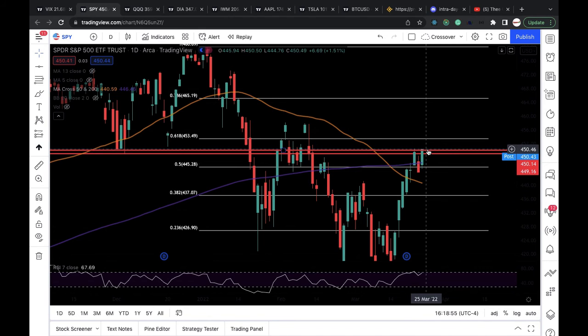As I mentioned, we cleared 450, so 449 to 450 is now support. Of course, it depends where SPY opens tomorrow. If it opens above 450, that's your support. If it opens below 449, that's your resistance zone again. 449 to 450 would be the resistance zone, and the 200-day and the 50% retracement level at 445.3 would then again be your support that must hold.